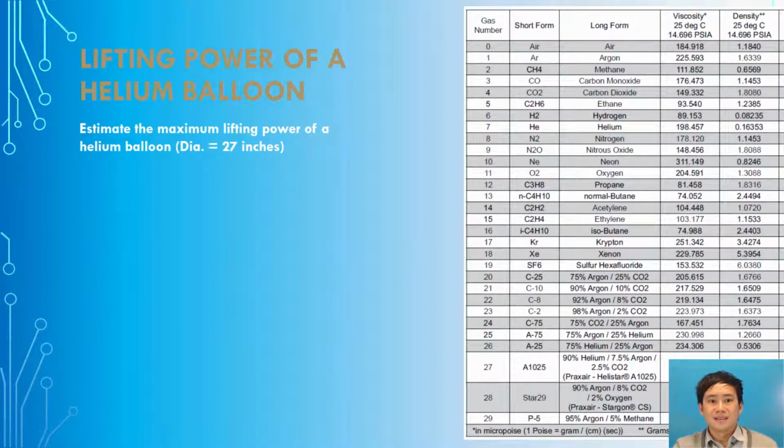Okay, now let's try to estimate the lifting power of a helium balloon at room temperature. We can assume that the weight of the balloon material itself is about 40 grams, and the helium balloon that you are going to use in this course will have a diameter approximately equal to 27 inches.